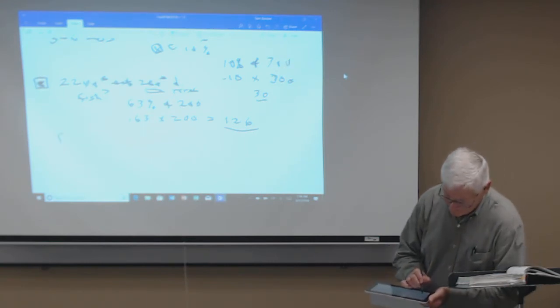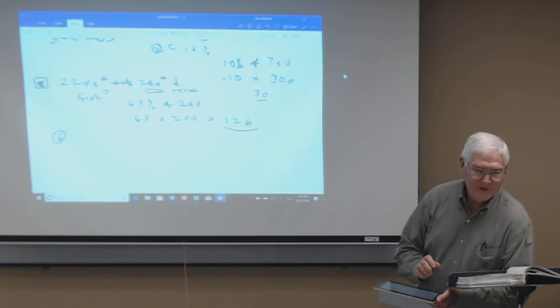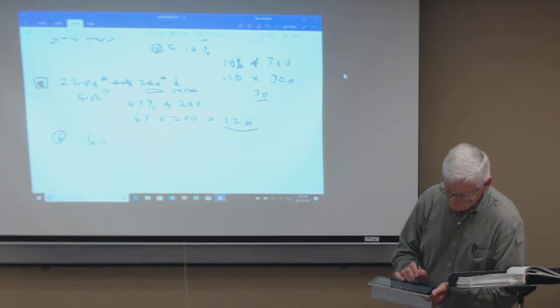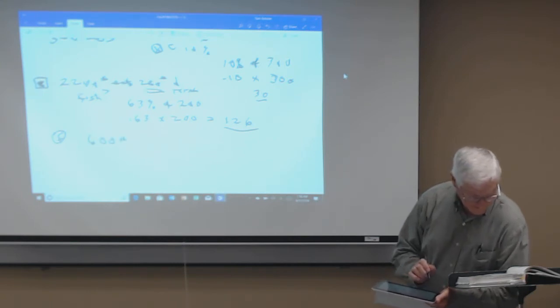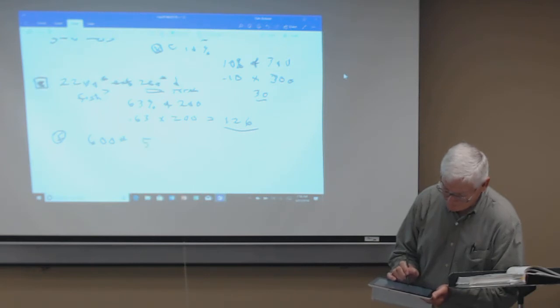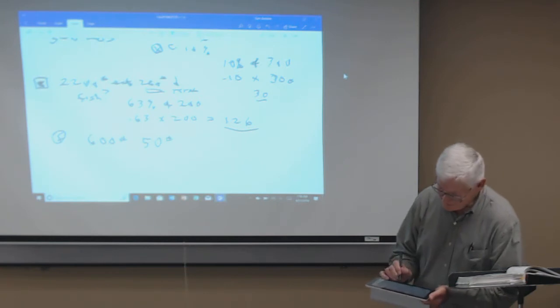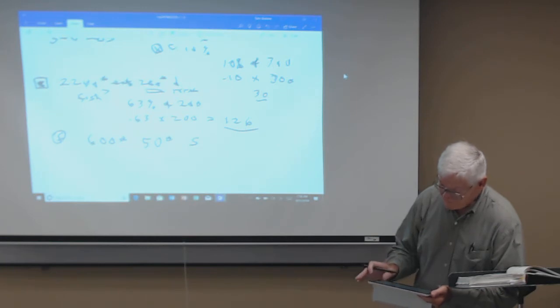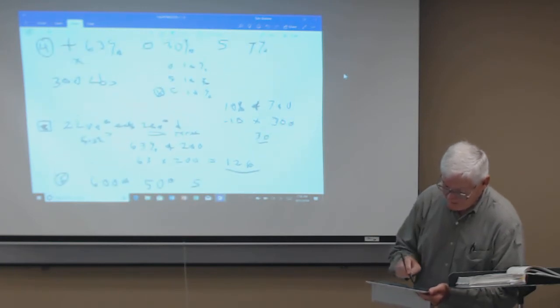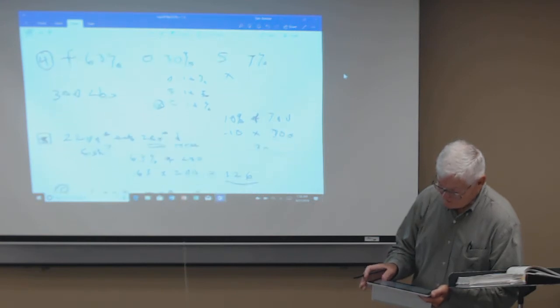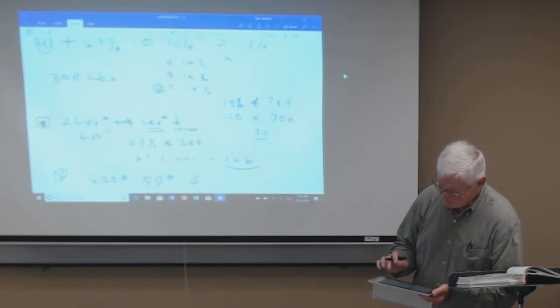F. Is that where we are? A female stellar sea lion weighs 600 pounds and eats 50 pounds of food. How many pounds of squid? Now, for him it was fish, but now for her, they ask about squid. And squid is what? 7%.